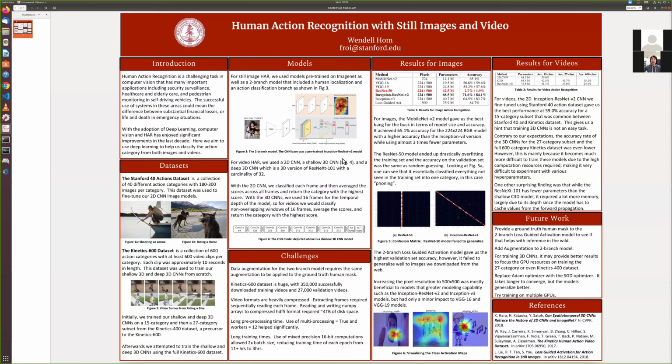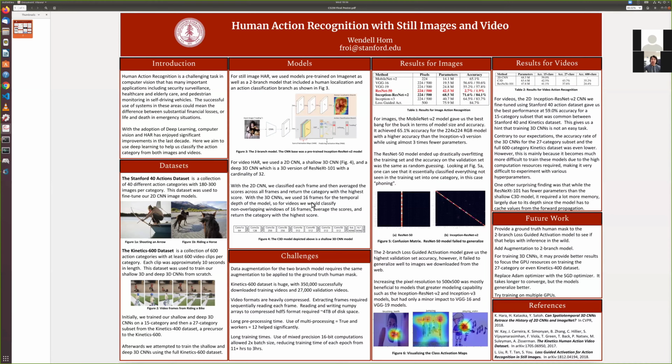For models, for image action recognition, I used a number of models that are pre-trained on ImageNet and then fine-tuned using the Stanford 40 Action dataset. I also implemented a paper that used a two-branch model, where the top branch is a human localization branch which predicts a human mask, and the bottom branch is the usual action classification. In this case, we have a 40-way softmax.